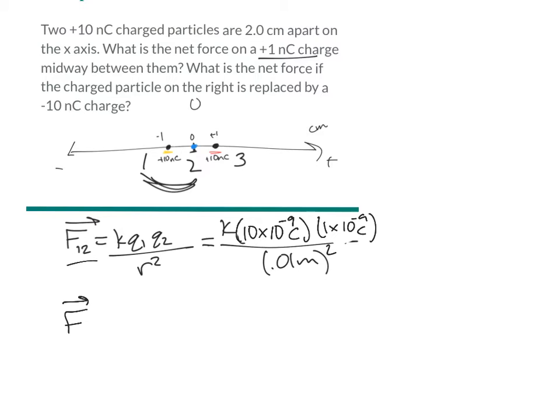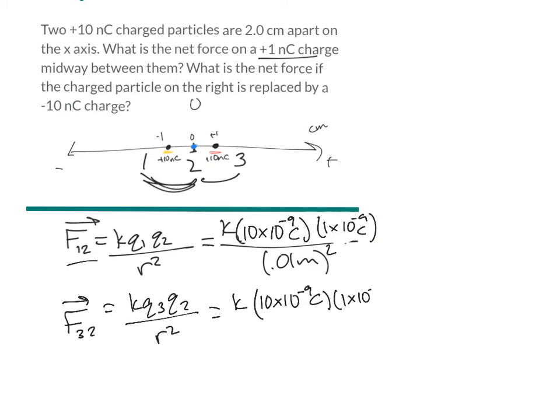Then we'll look at the force of charge 3 on 2, which equals K Q3 Q2 over R squared. That is K times the charge of Q3, which is also 10 nanocoulombs, so 10 times 10 to the negative 9th coulombs, times Q2, which is still 1 times 10 to the negative 9th coulombs, over the same radius, 0.01 meters squared. You don't even have to calculate that to see these two are exactly the same, so their forces are equal in magnitude.